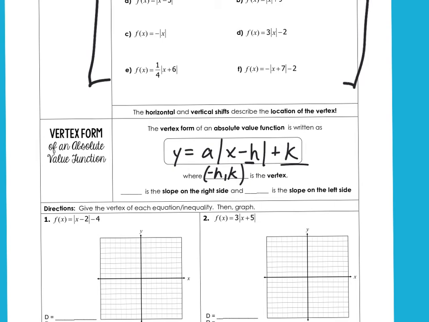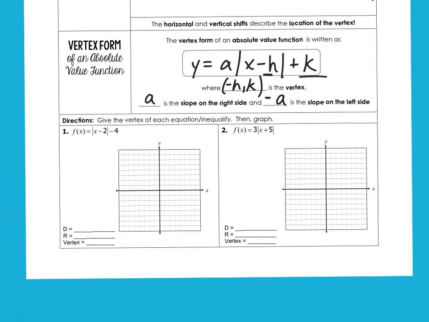Then we have our a value that we have not addressed yet. So that is our slope. So if you noticed how the parent function just had a slope of 1, we kind of talked about that. The slope on the right side was positive, and then the slope on the left side was the exact same slope, but it was just negative. So it was a negative 1, okay? And we'll talk about that when we get into some examples. So let's go ahead and start on 1.